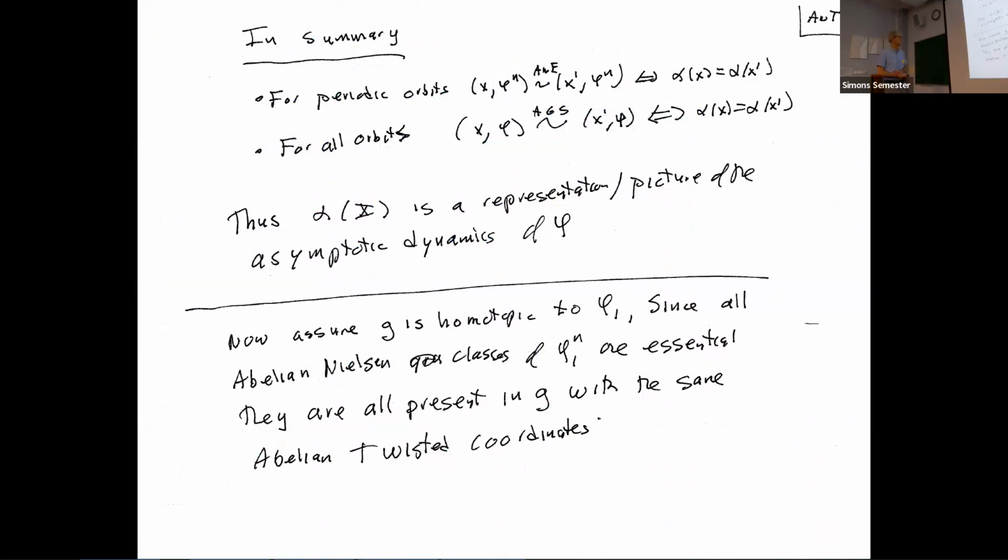All right, so let's summarize where we are. For periodic orbits, remember, we're Nielsen equivalent if and only if our image is the same. And for all orbits, we globally shadow if and only if we have the same alpha image. So this is all about our original map phi telling us what the Franks map is in terms of this new notion of abelian Nielsen equivalence.